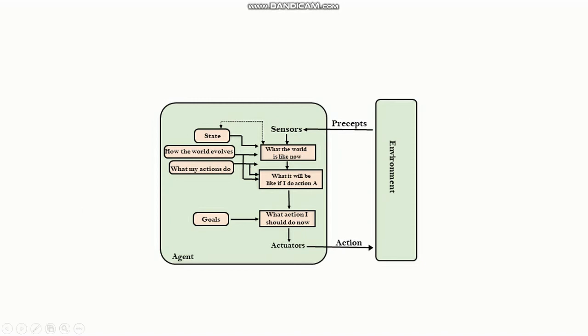Now this is the diagram. The diagram is the same as before, and everything remains the same as the model-based agent. Just here we have what the world is like now, and what it will be like if I do action A. So it will perform searching and planning, and then it will try out different conditions to decide which action to perform, and the one that performs best will be selected. That will make the action go closer to the goal. The rest is the same.